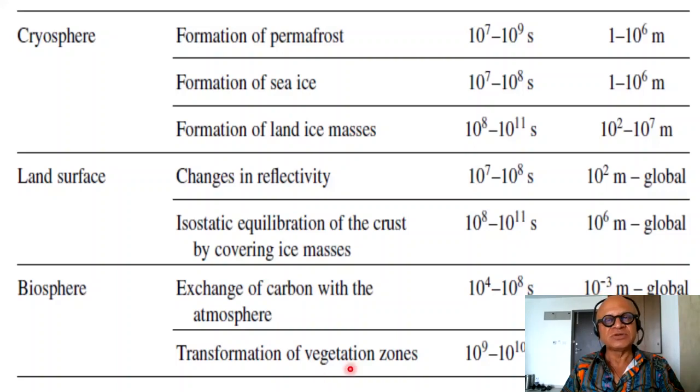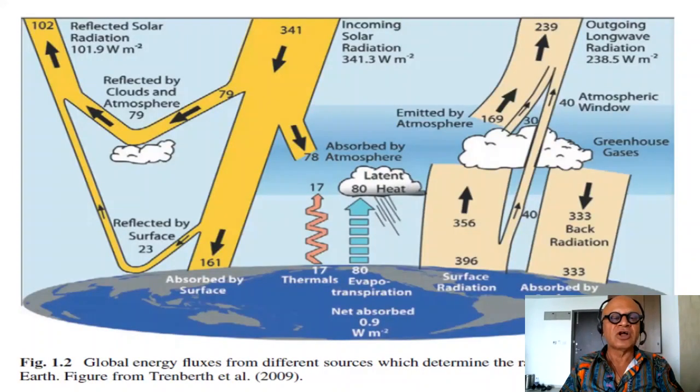Transformation of vegetation zones, for example with global warming. How are ecosystems changing? How are tropical forests changing? Temperate, boreal, tundras, how are they responding? It can be a slow time scale because the ecosystem equilibration time scale is very slow, and the spatial scales can be just 100 meters to large scale.